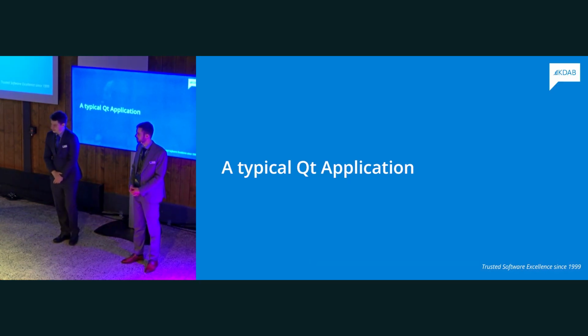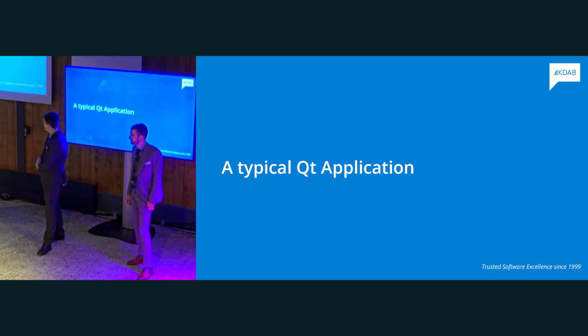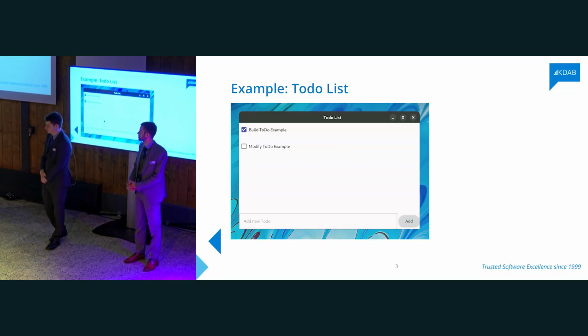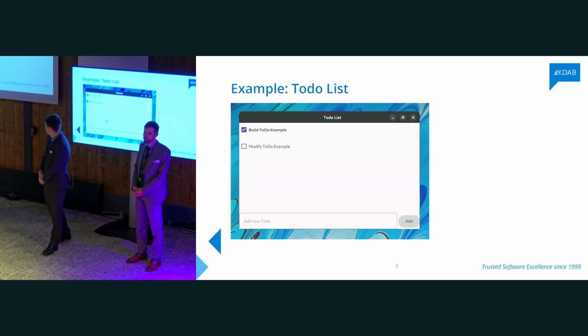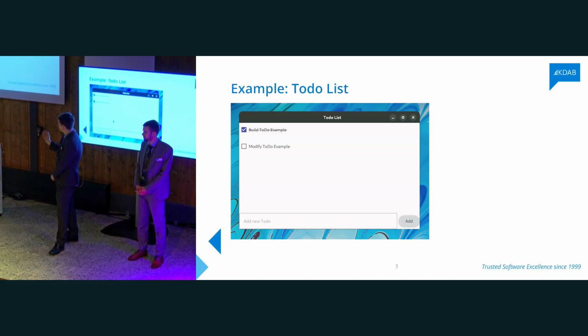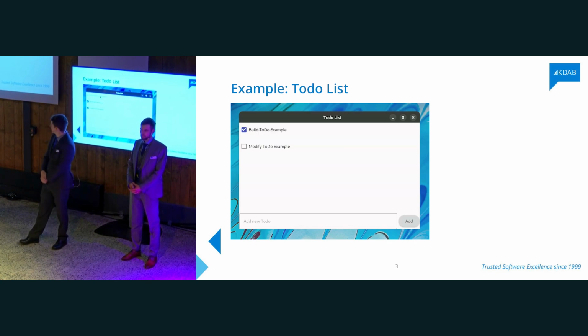So first, let's consider a typical Qt application. This should all be very familiar to all of you. This is just a simple to-do application. It's written in QML, but it could be widgets as well. You can add a task, and then you can complete it.